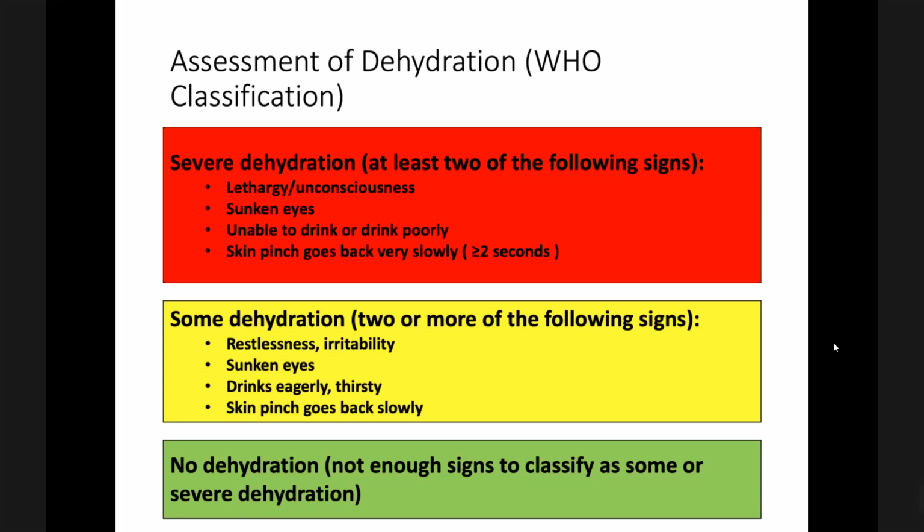So how I personally use it is, if the child is alert and thirsty and always looking for water, and when water is offered drinks quickly, that is suggestive of some dehydration. When you progress into severe dehydration, you become lethargic, you become drowsy, and even if fluid is given, the child will not take it. So that is a dangerous thing, right? Or sometimes they might even be unconscious.